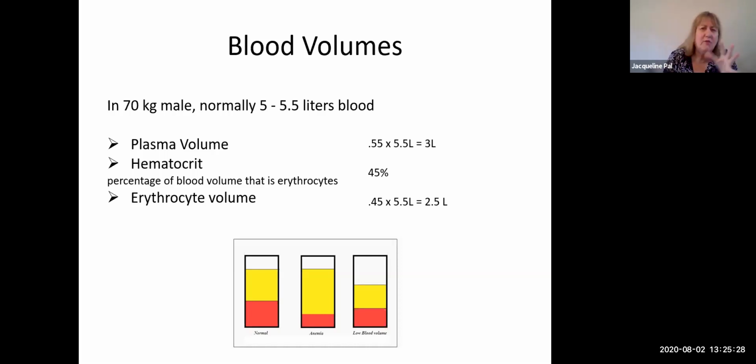Okay. And so hopefully this was a useful exercise for you to understand that blood volumes and plasma volumes and erythrocyte volumes, they don't stay constant. There's things that can change them.